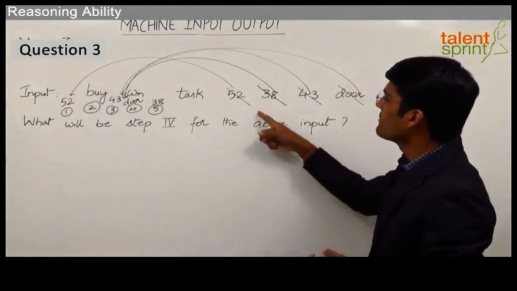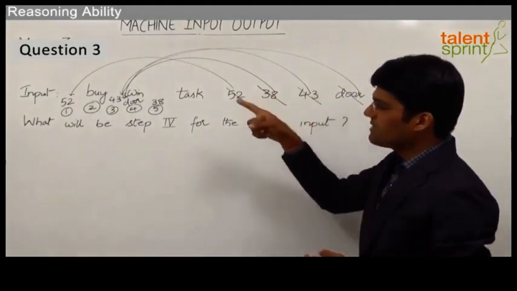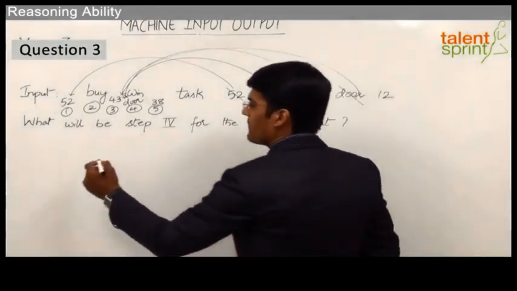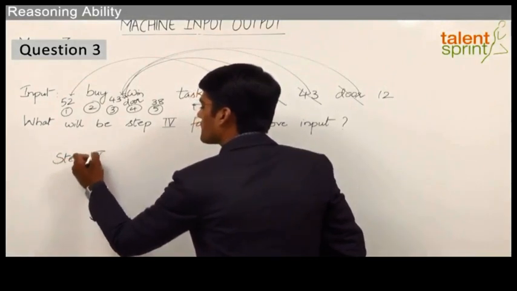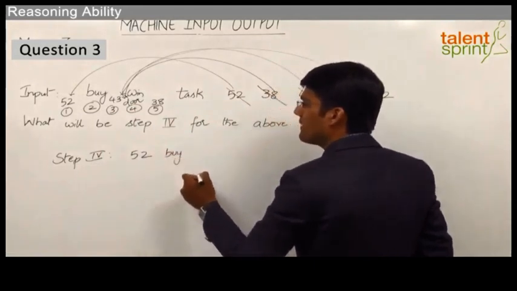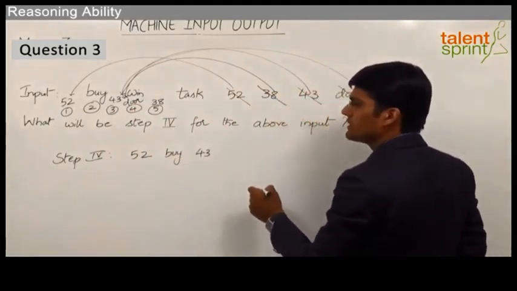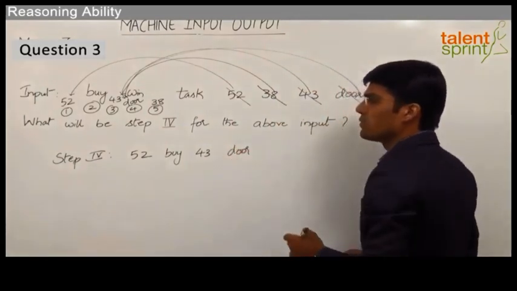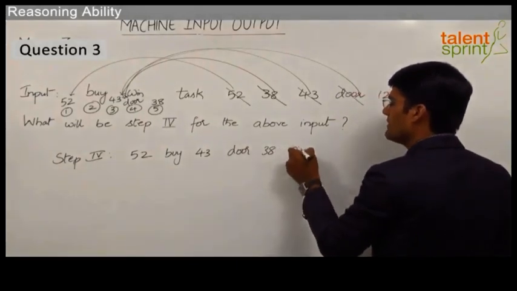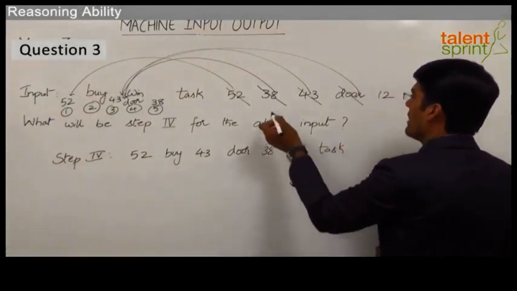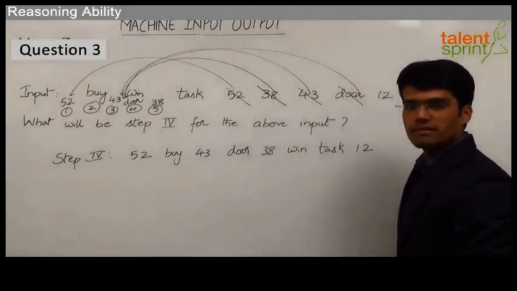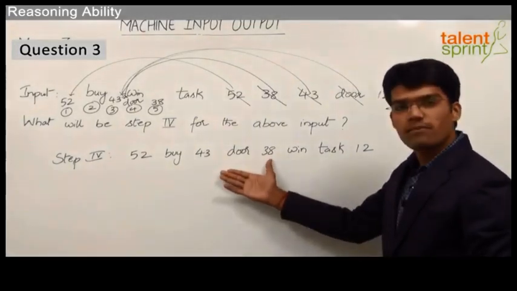And so far we have done 4 cancellations. That means the output which we can see now is going to be the step 4. So we can say that the step 4 will be 52, which is in the first position, followed by 43 in the third position, then followed by door in the fourth position, followed by 38 in the fifth position, and then win, task, and finally 12. These 4 elements have been moved to their proper places. So we can say that this is going to be the step 4 for the given input.